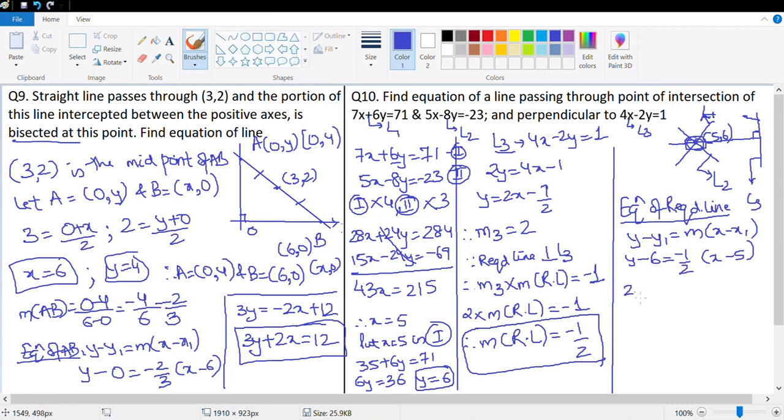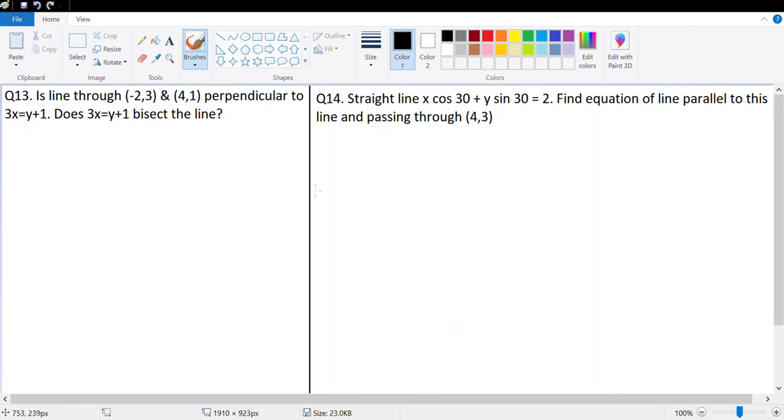Let's cross multiply. 2y minus 12 is equal to -x plus 5, which means 2y plus x is equal to 5 plus 12, that's 17. So this is the equation that we need of the required line. Perfect. Let's move on to the next question. The next question that we do is question number 13.